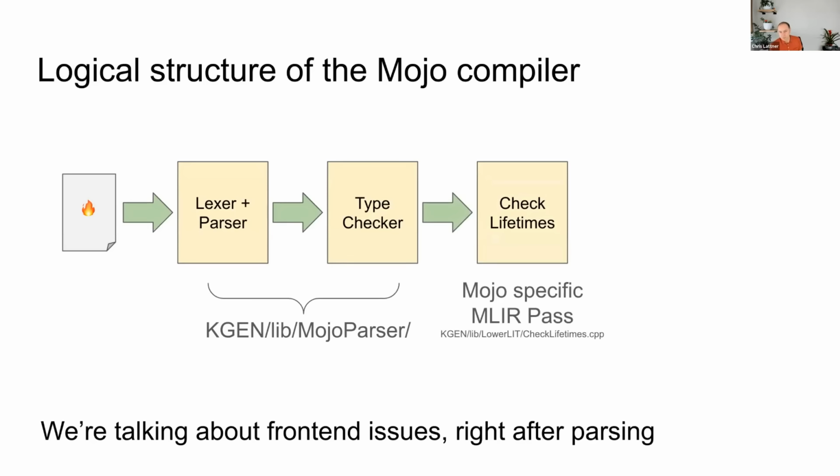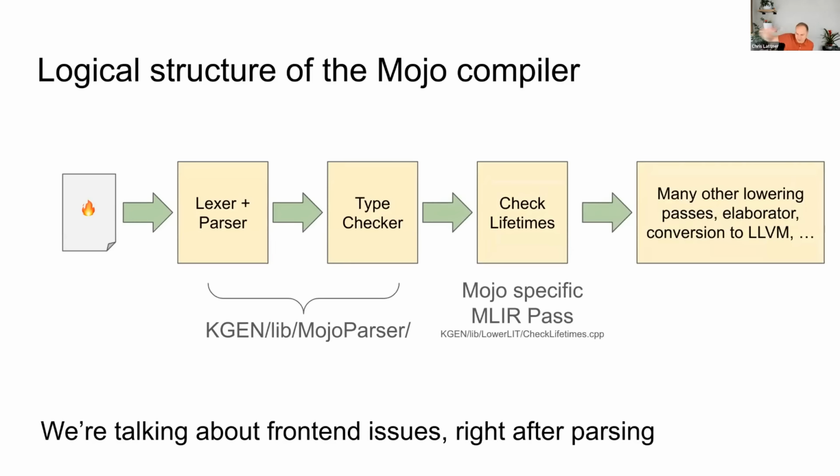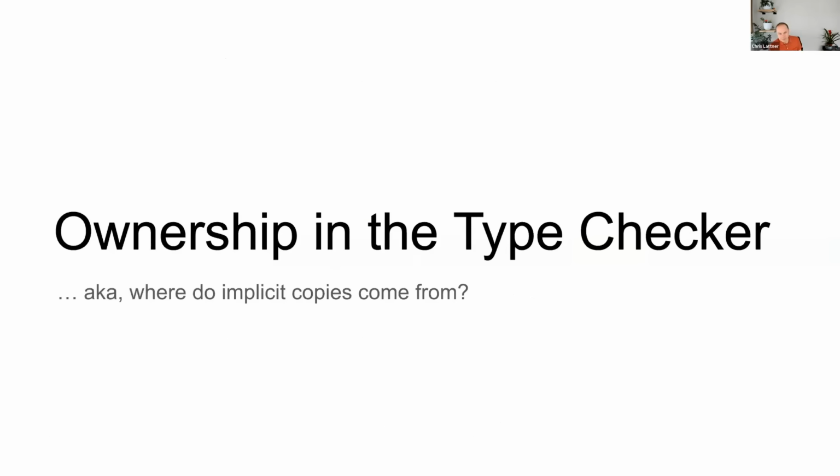This is another big piece of the puzzle, which we'll talk about later. There's a bunch of stuff that happens after the front end that we're not going to talk about today. So that's a map of where we're talking about. We're talking about front end things, not optimizations or code gen. So let's zoom into that type checker.